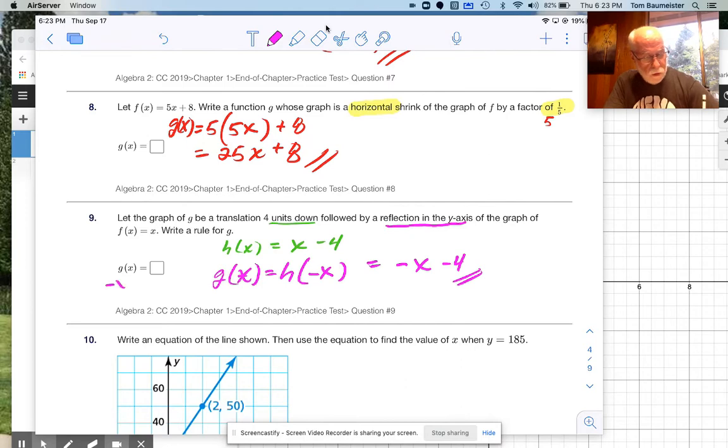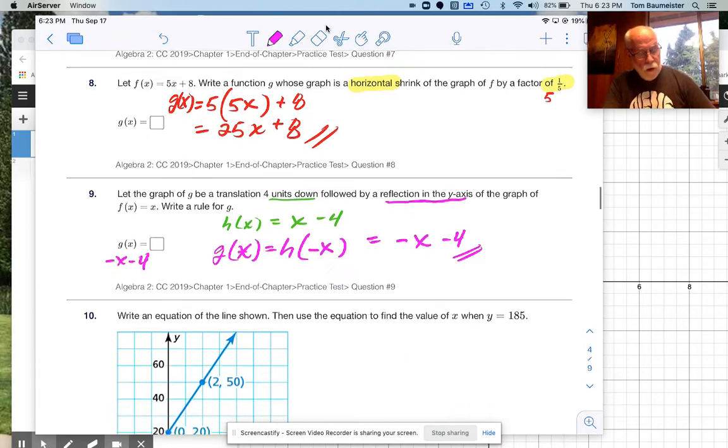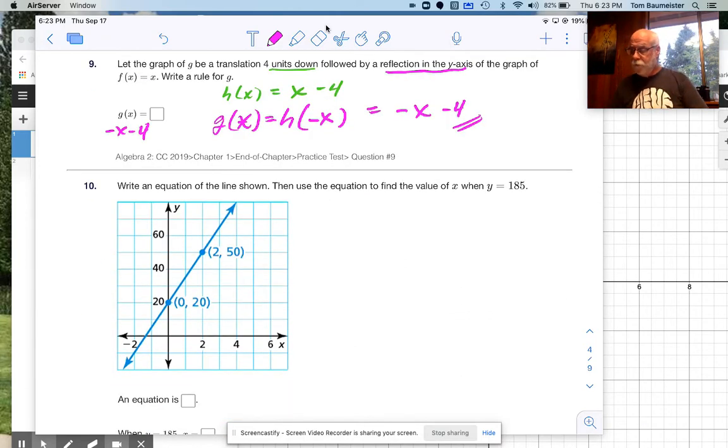So number 10, remember, let's see, write an equation of the lines shown. So what I always suggest is you call one of them x1, y1, the other one x2, y2.